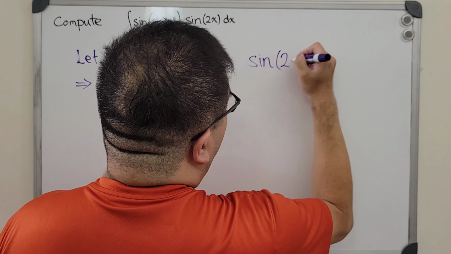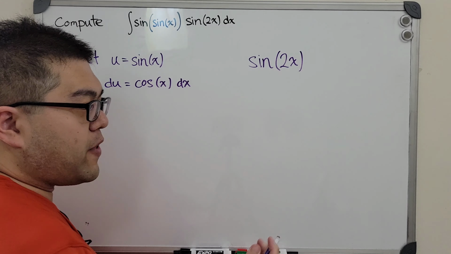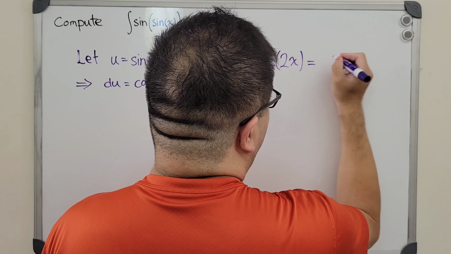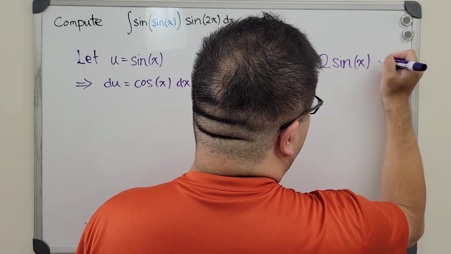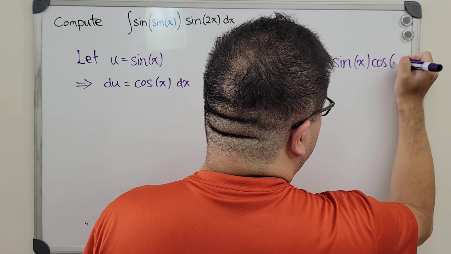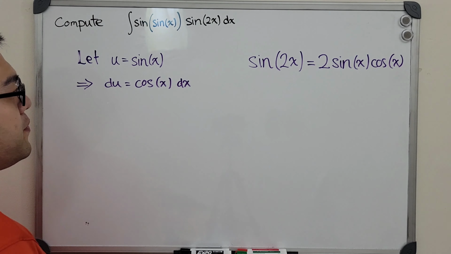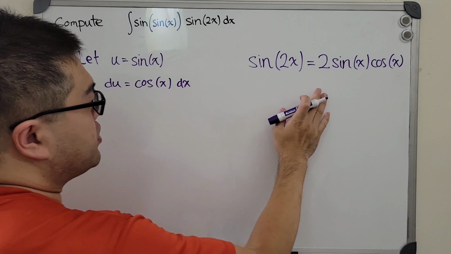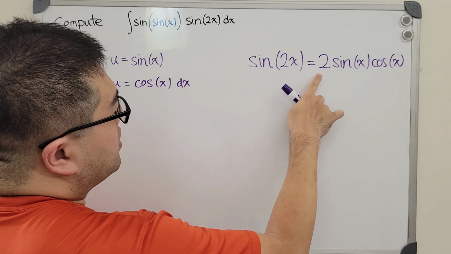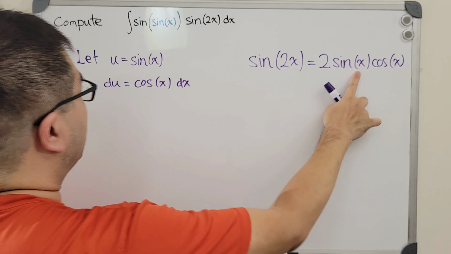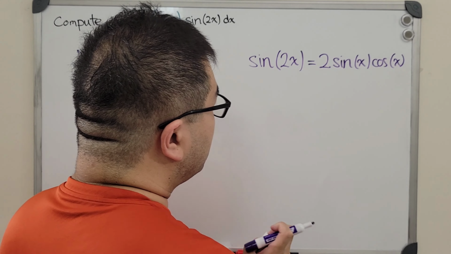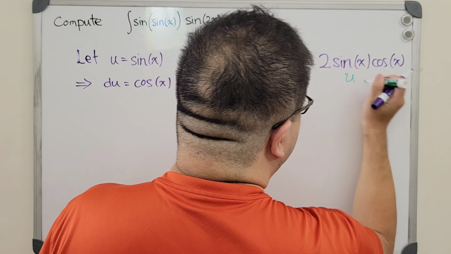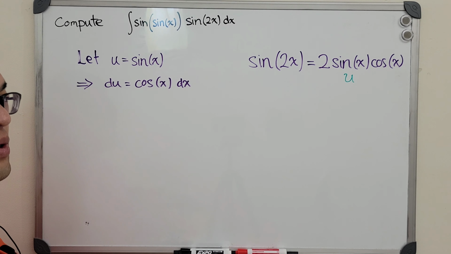If we think of sine of 2x, by the trig identity, we know that it is equal to 2 times sine of x times cosine of x. And therefore, now we can actually do a substitution. On the right hand side, sine of x is equal to the u that we have, where the cosine of x is actually part of the du.